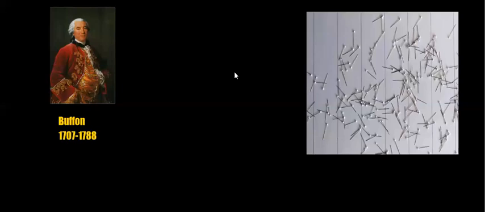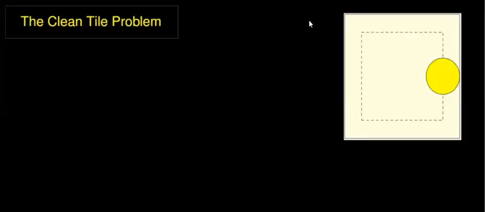And here you see the needle problem in the picture, and on the left-hand side, the old picture of Buffon. I think this is not a photo, but some image drawn by maybe some artist. Anyway, let's go for the next part. Let's talk a little bit about the clean tile problem, and then we try to solve some examples.